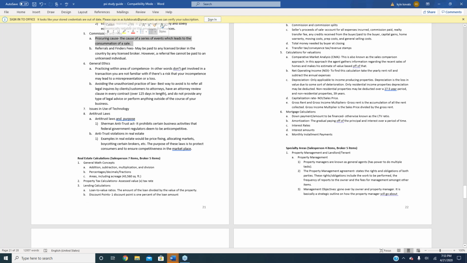The procuring cause. So the procuring cause, we say, is either a series or an unbroken chain of events that leads to the consummation of a transaction.